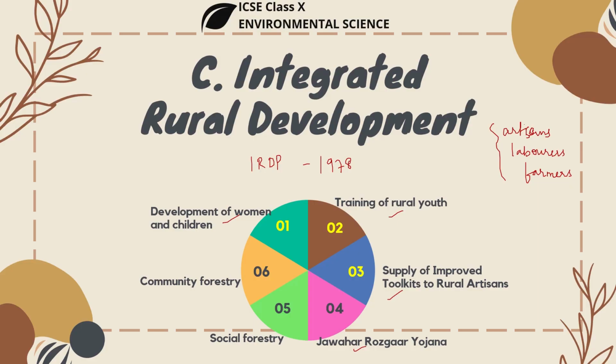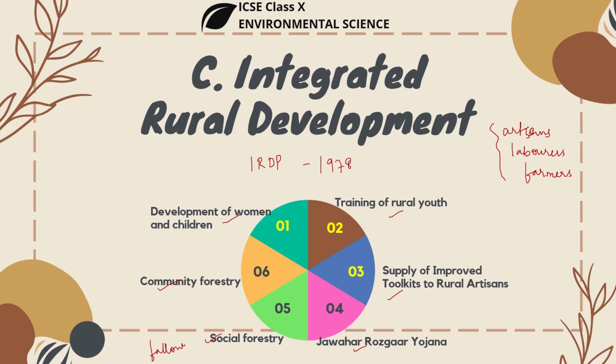But in your syllabus, they have mainly focused on social forestry and community forestry, which we will talk about in detail. So social forestry is where we use the unused land, the fallow land, the barren land, which is not having any cultivation.